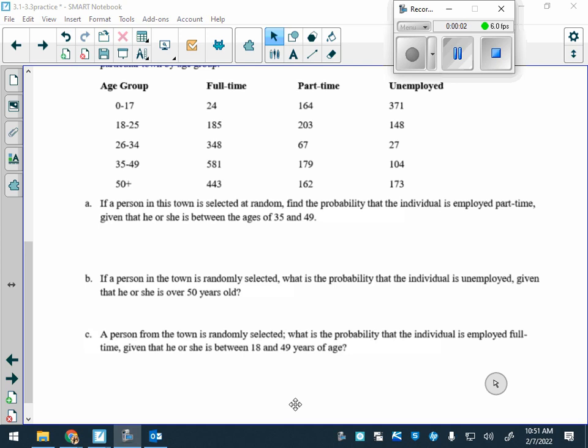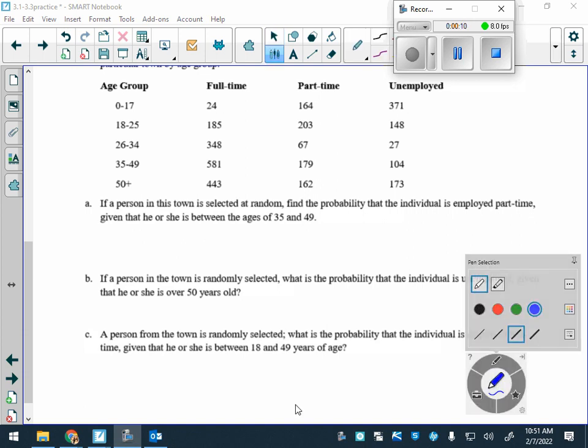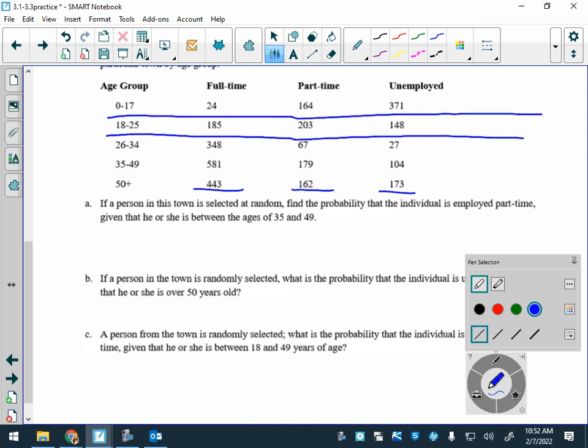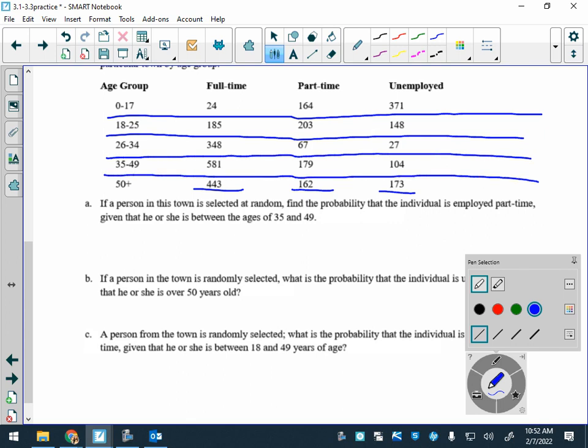Data in a table, okay, we always want to find out the totals of each. Eventually they will help us if we need them. So you need to find the total of full-time, part-time, unemployed. Then the total of 0 to 17, 18 to 25, 26 to 34, 35 to 49.